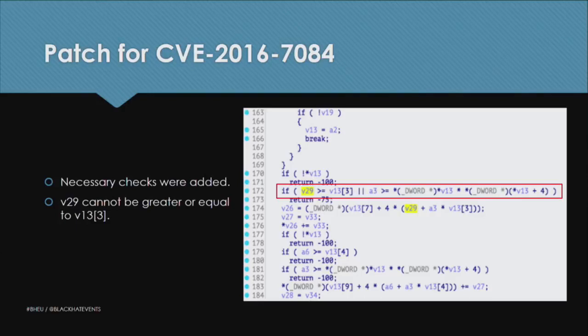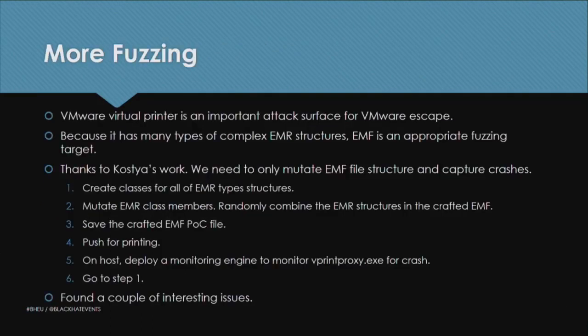At last, in the patch code, some safety checks were added. The loop times can no longer be larger than or equal to the proper value. As we saw above, the VMware virtual printer is a very important VMware attack surface. It is very worth doing more fuzzing work on this.